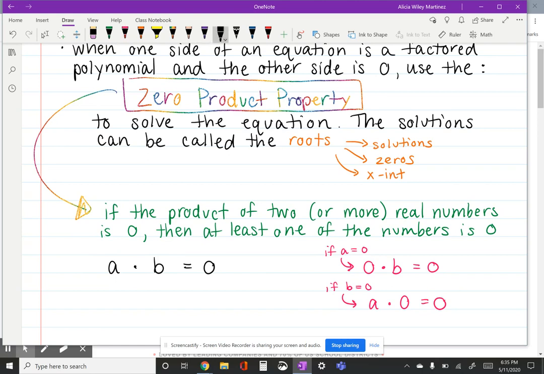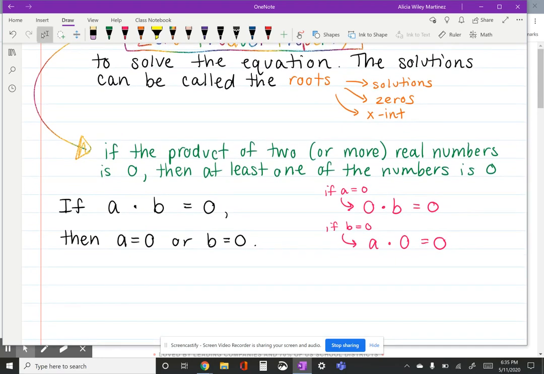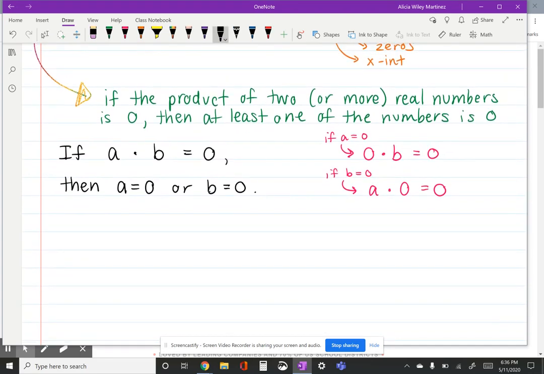So we will say that if a times b equals 0, then we know that either a has to equal 0 or b has to equal 0. At least one. Now they could both equal 0, but at least one of them has to equal 0 in order for the whole product to equal 0. Okay? And again, we will use this property to help us solve polynomials in the quadratic form.